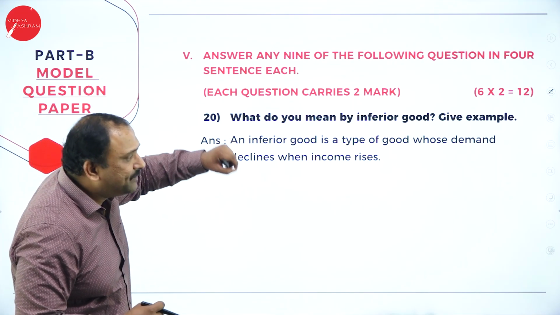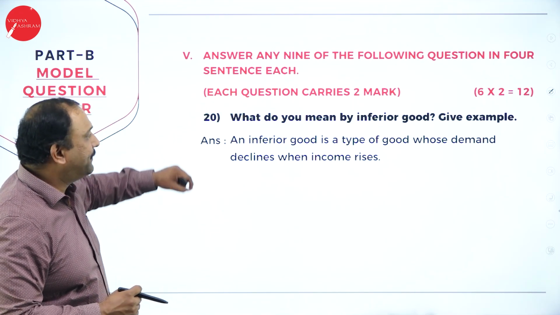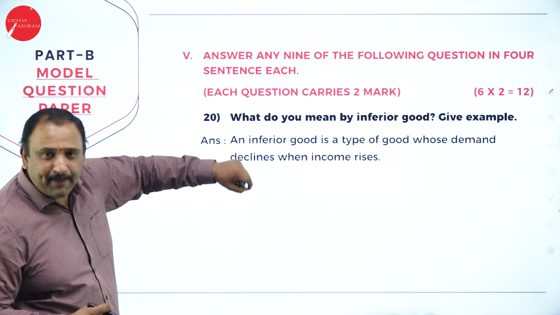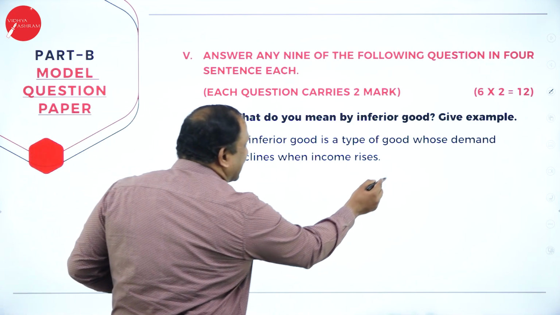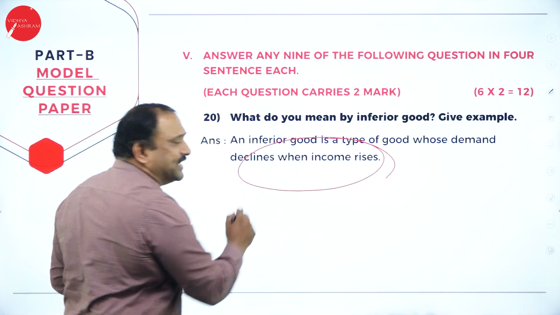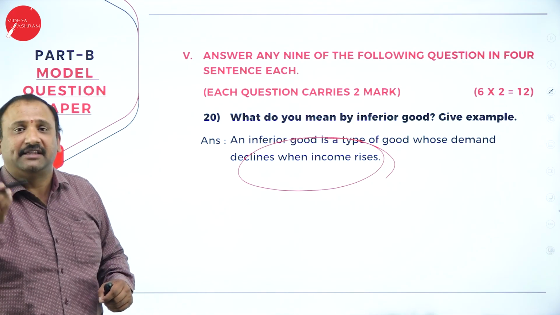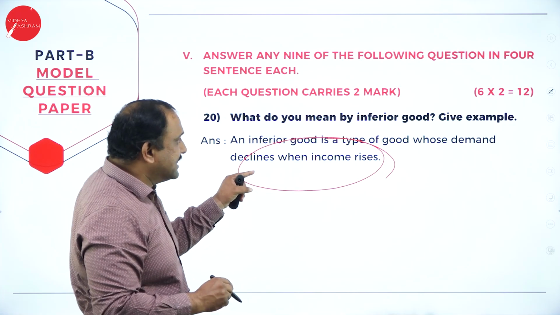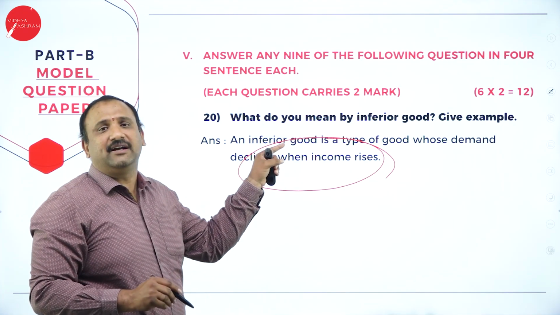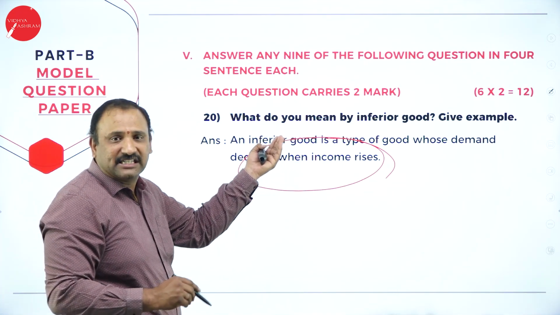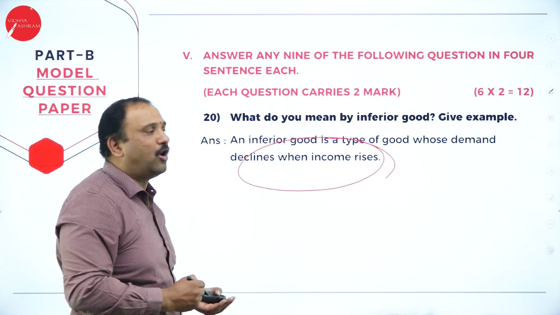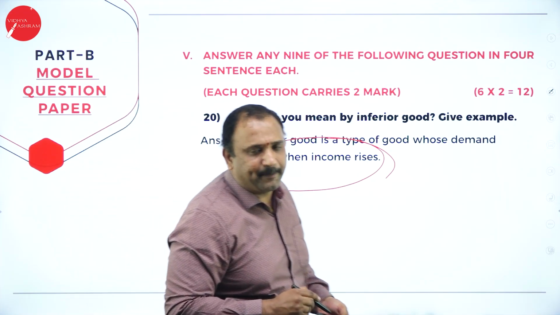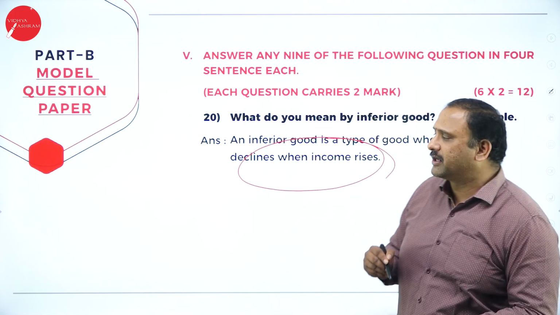What do you mean by inferior good? Give an example. An inferior good is a type of good whose demand declines when the income increases. This is the key word that you need to talk about. Why am I telling you this? Because it tells the demand decreases when income increases. So it's a reverse function altogether. That's why it is very, very important for all of us to work upon.